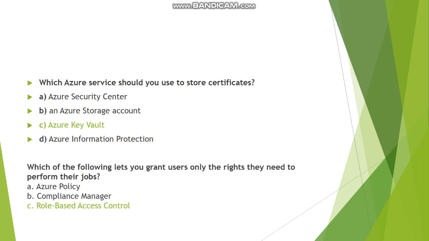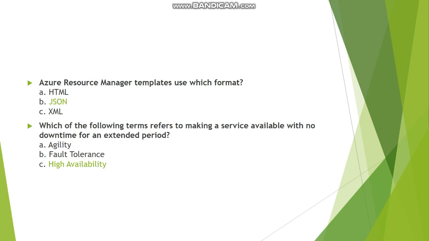Which of the following lets you grant a user only the rights they need to perform their job? Role-based access control. Azure Resource Manager templates use which format? JSON. You must have heard JSON; the template uses JSON format. And which of the following terms refers to making a service available with no downtime for an extended period? That happens in high availability, it is in the first module.